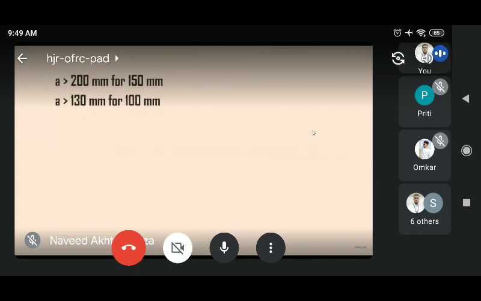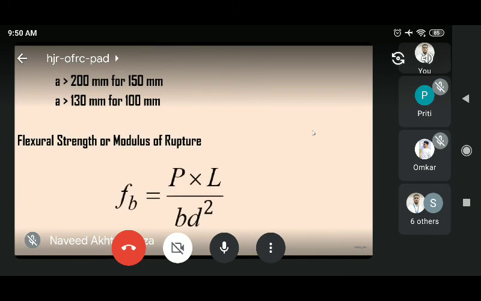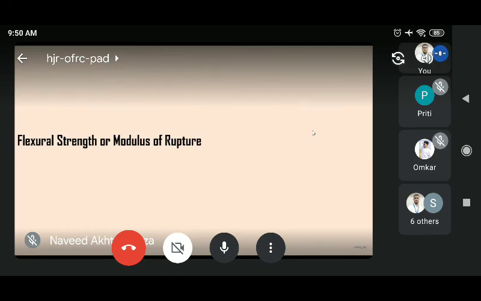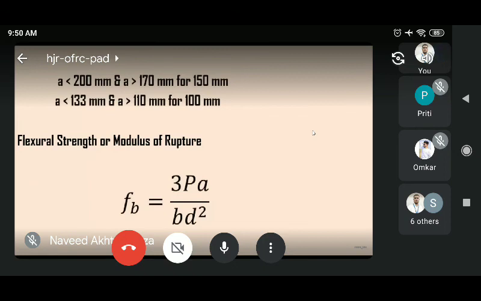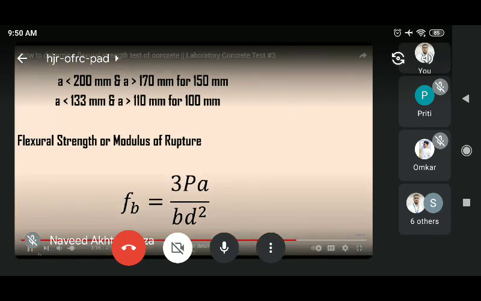I told you, for the 150 mm specimen, if the value of A is greater than 20 cm, then this formula is used to find out the flexural strength or modulus of rupture of the concrete, that is FB. If A is in between 20 cm and 17 cm, and for the 10 centimeter specimen, the value of A is less than 13.3 centimeter but greater than 11 centimeter, then this formula is used: FB is equal to 3PA divided by BD square, and that is called the modulus of rupture, and it is calculated by this equation. This was already explained to you.